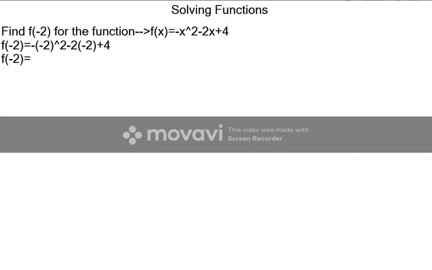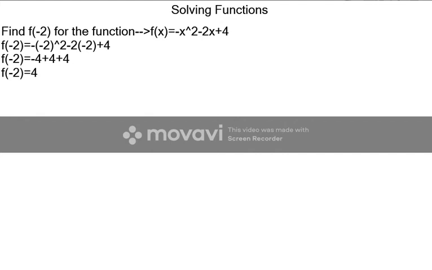F of negative 2 equals negative 2 squared, which is what? 4, right? And then you have that negative on the left side of it, so it would be negative 4. And then negative 2 times negative 2 is positive 4, so plus 4, and then plus 4. So from here, you finally end up with f of negative 2 equals negative 4 plus 4 is 0, 0 plus 4 is 4. So f of negative 2 is 4.